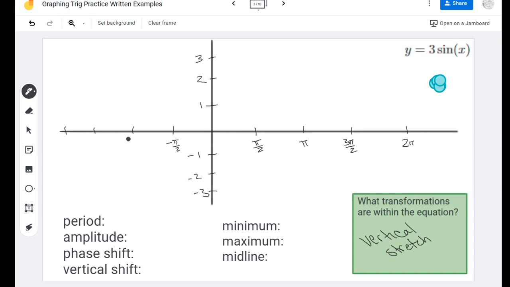Now, usually before I ever graph a trig function, I always do what we did to figure out what transformations are happening. That way you can adjust your graph easily, because there's a lot to move around if you run out of space.